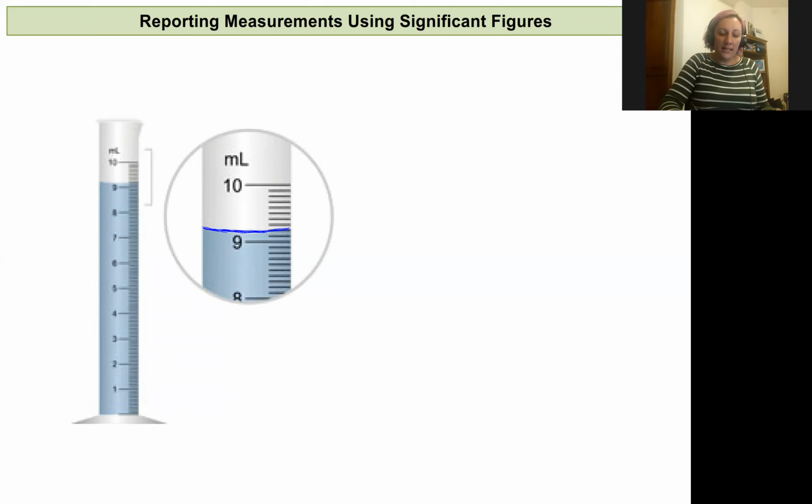So I'm going to read from the bottom of the meniscus, which I'm highlighting right here. And to me, that looks like it's right on this second line coming up from 9. So I can read this one right here is 9.0. The next line is 9.1, and the line that my water is coming to is 9.2. So these represent the numbers that I can read from my instrument.